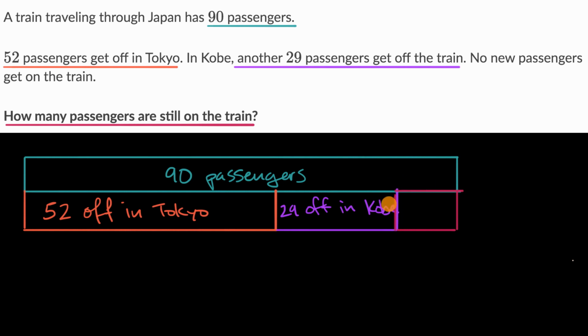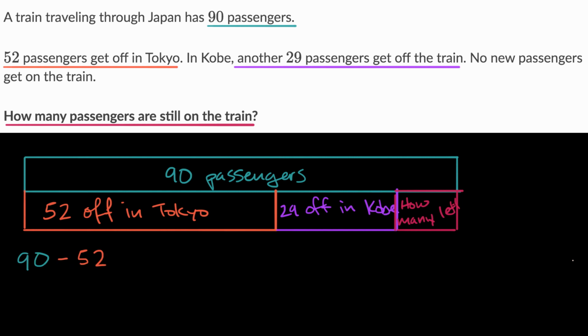So right over there. The number left would be the length of this red part of the tape, because we've taken off the 52 and the 29 off of the 90. So to figure that out, we could first try to figure out what is 90 minus 52. If you haven't figured that out, you could pause the video and try to figure that out.